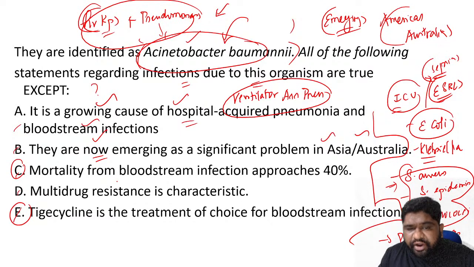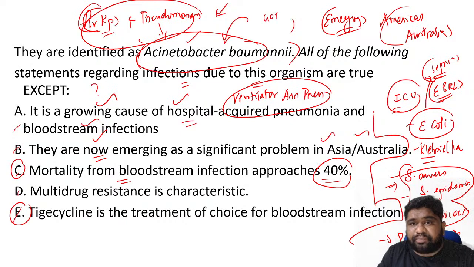So mark my words, mortality from bloodstream infection approaches 40%. So what does it mean? The moment Acinetobacter enters into blood, the chances of the people dying will be 40%. Out of 100 people, 40 people will die. So what is your priority? The priority is to make sure that the Acinetobacter baumannii does not become a part of your systemic circulation.